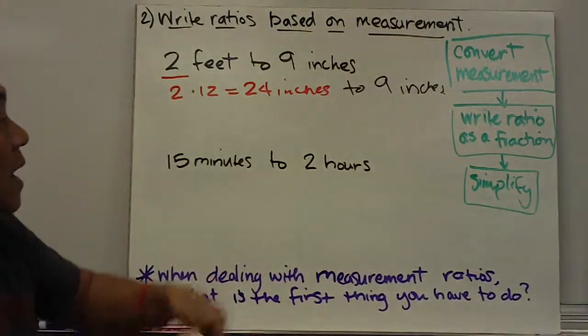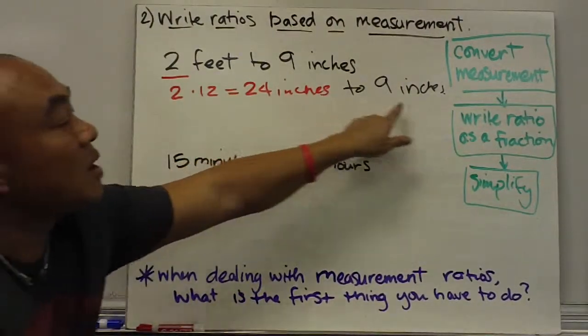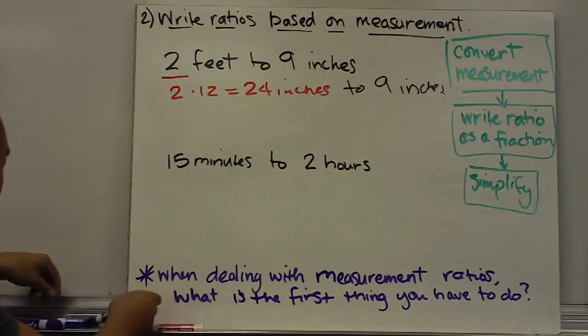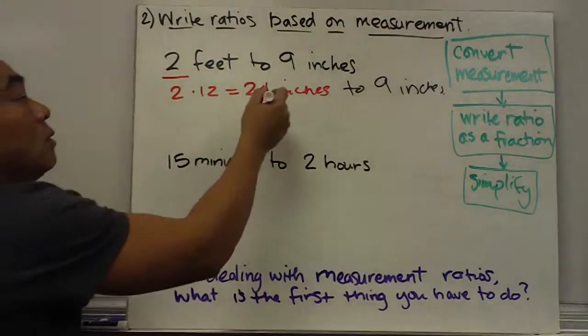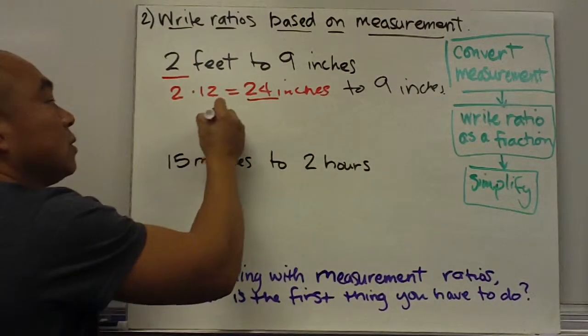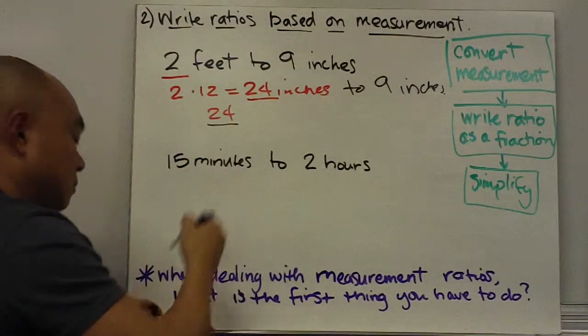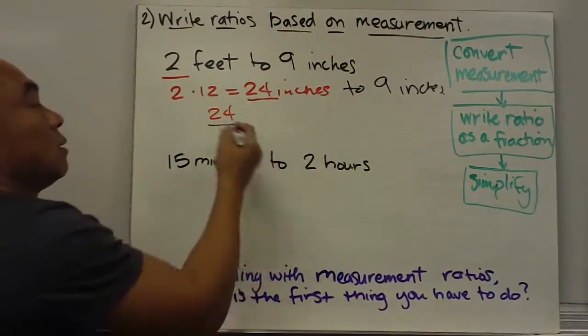Okay? Now once I have it in the same type of measurement, I'm going to go ahead and write the ratio as a fraction. So I'm going to write down 24. So it would be 24 over 9.